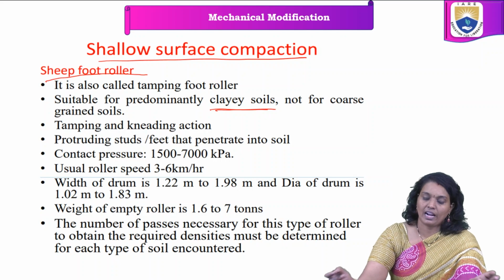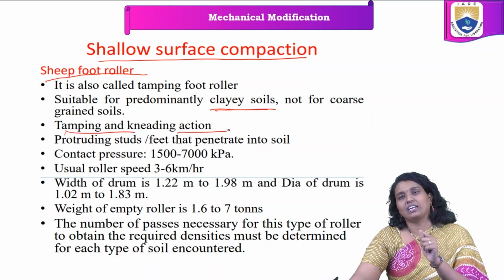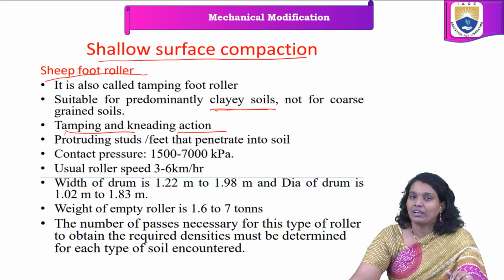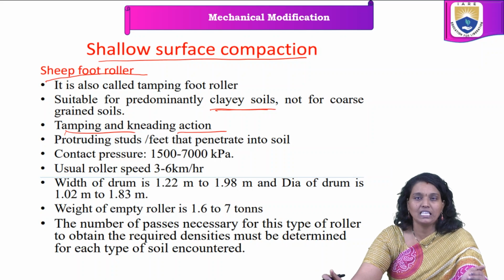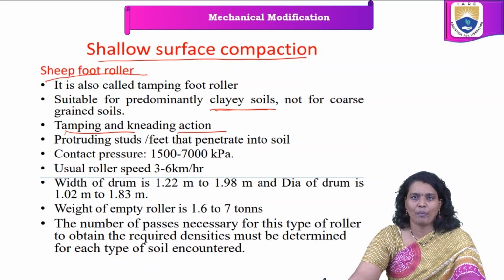So in this we are using a tamper, based on the tamping action. That action has certain dimensions, and we need to consider how much time the tamping is required, how the equipment is used, and how it does the required compaction. All these parameters we have to observe in shallow surface compaction.